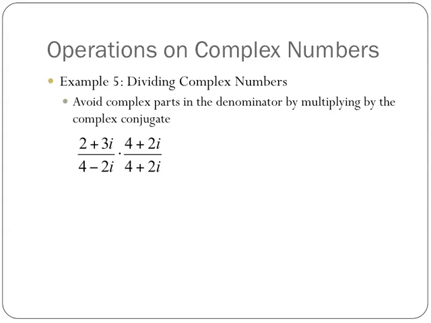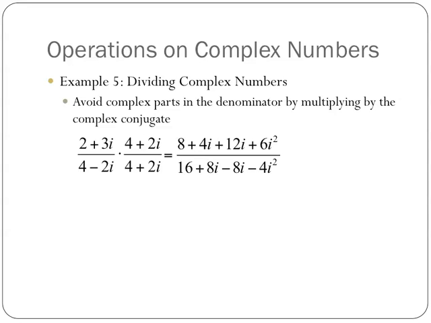So 2 times 4 is 8, 2 times 2i is 4i, 3i times 4 is 12i, 3i times 2i is 6i squared, and then on the bottom we have 4 times 4, that's 16, 4 times 2i, that's 8i, negative 2i times 4, that's minus 8i, and then 2i times negative 2i is negative 4i squared.